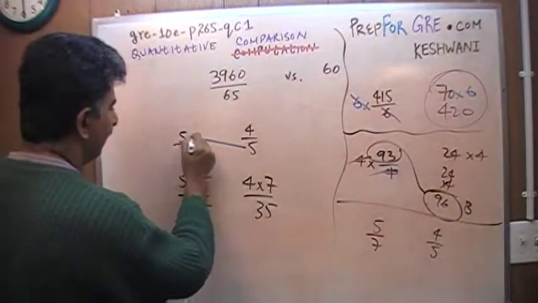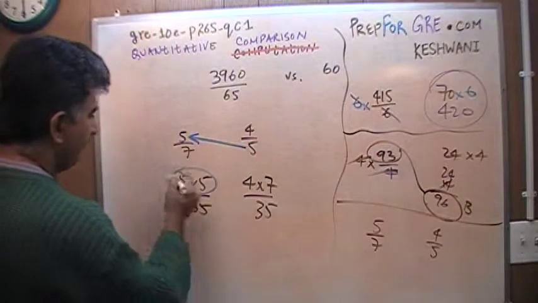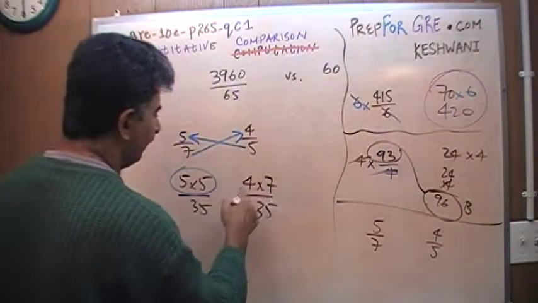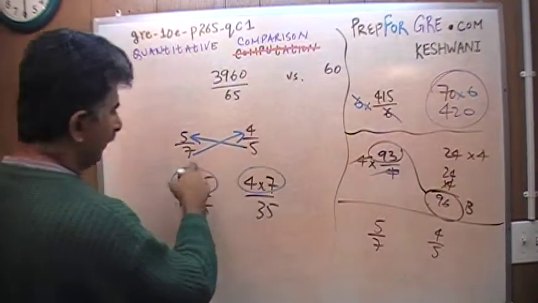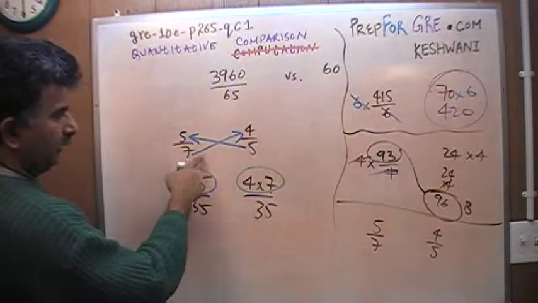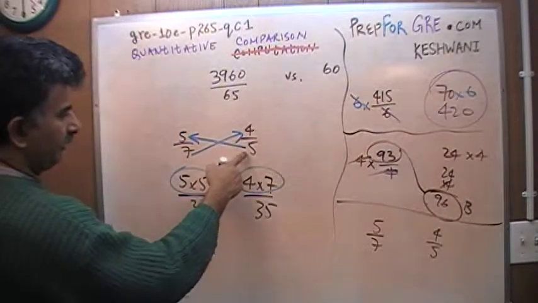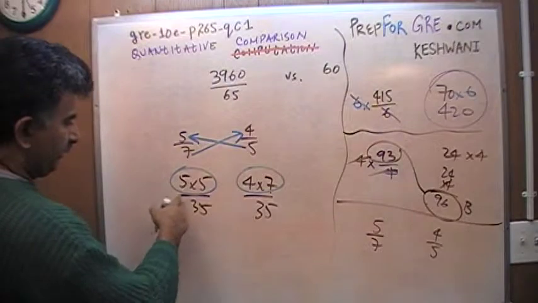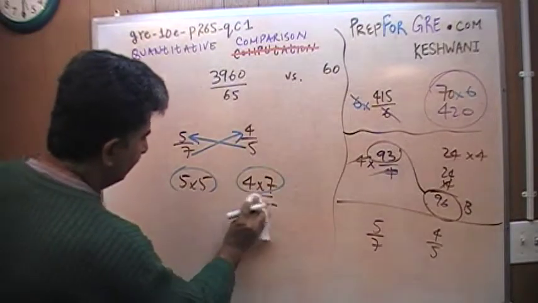Just cross multiply. 5 times 5 is 25, and 7 times 4 is 28. You follow the arrow. You start from the bottom, you go to the top, and it comes over here. And forget about the last part.